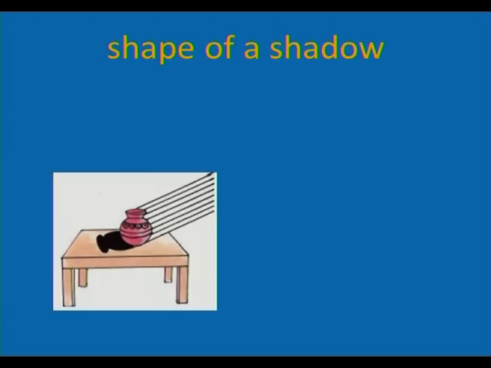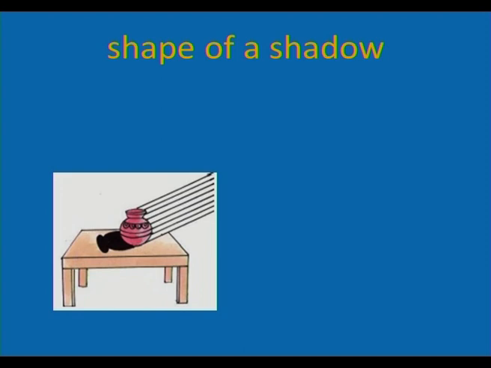Now, shape of a shadow. All shadows have some shapes. Depending on the shapes, we cannot determine the object, but the shape will sometimes not be clear. Now, you observe what is required to get the shape of a perfect object. Observe the picture. Now, here light rays are falling on this vessel. Now, we are observing some shadow on the table.